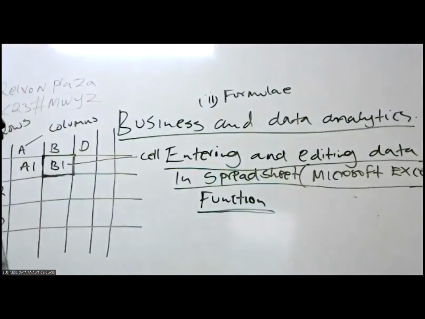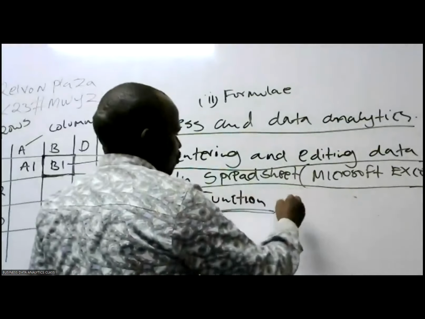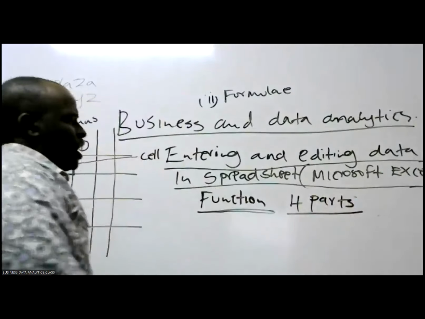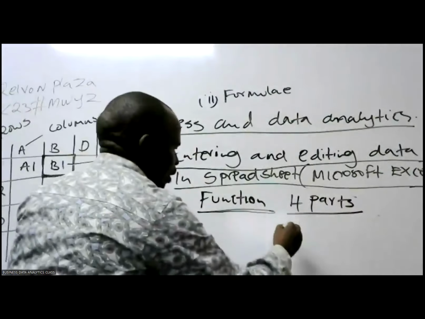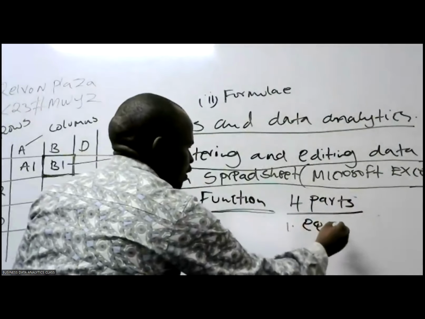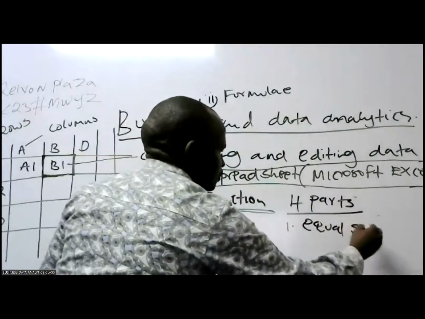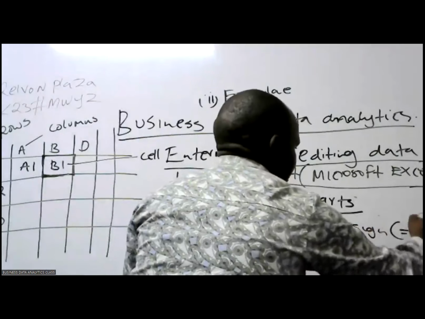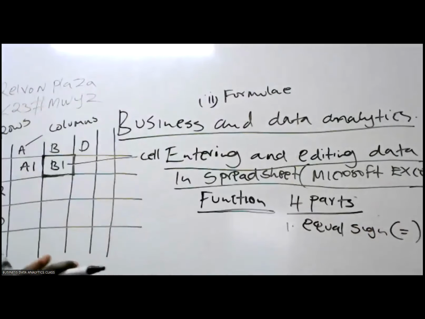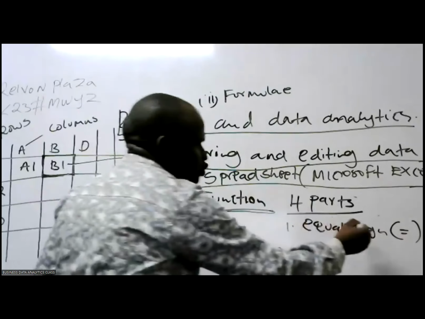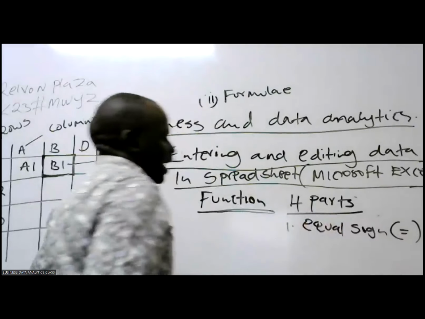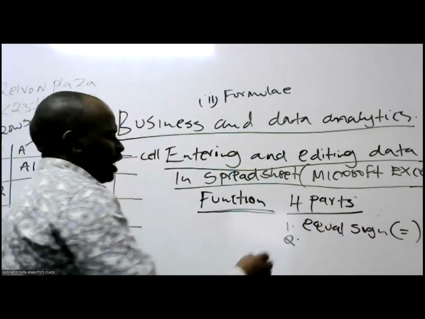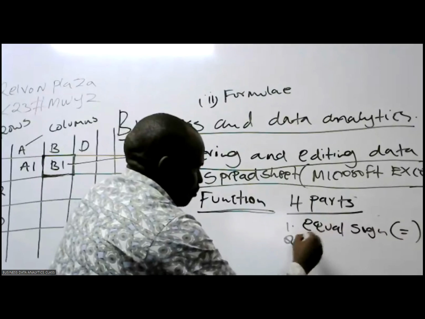And then we have also the parts of a function. A function is going to have 4 parts. How many parts does a function have? We have 4. Number 1 is the equal sign. To use any function, you need to start with the equal sign, like the formula.